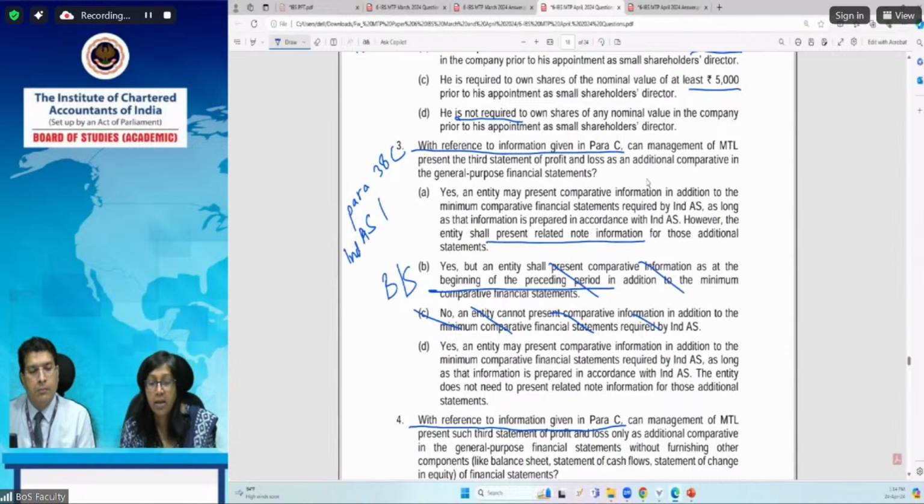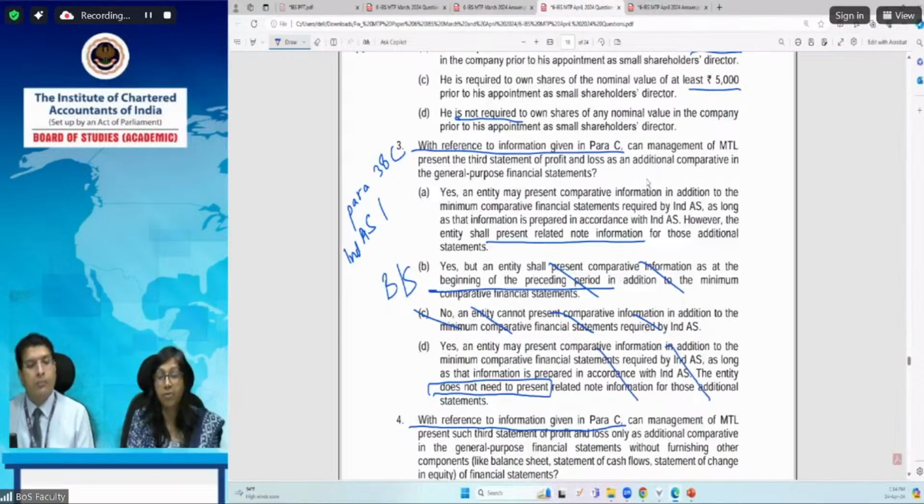So this is also ruled out, not correct. Now we move on to option D. Option D says yes, an entity may present comparative information in addition to the minimum comparative financial statements required by Ind AS, as long as that information is prepared in accordance with Ind AS. Till here it is okay, that is as per the information. But then it says the entity does not need to present related note information. This is why this option becomes incorrect, because you are supposed to give the related information. So the correct option is option A.